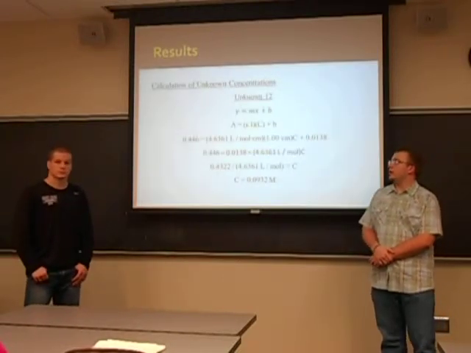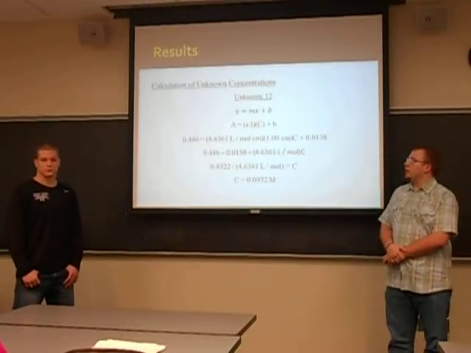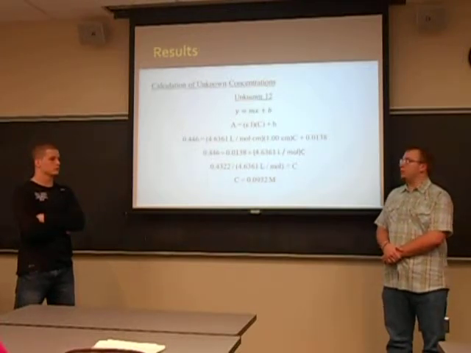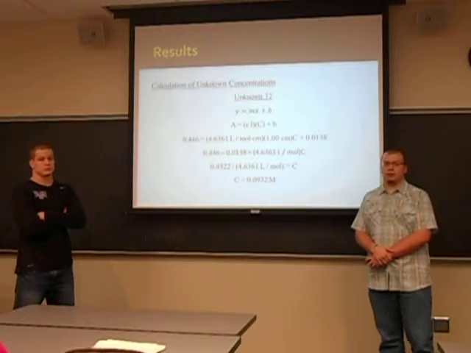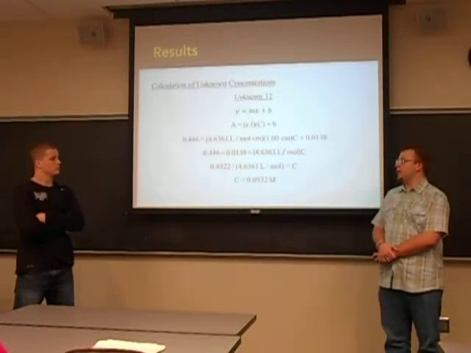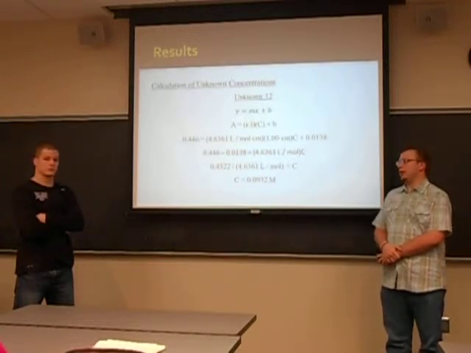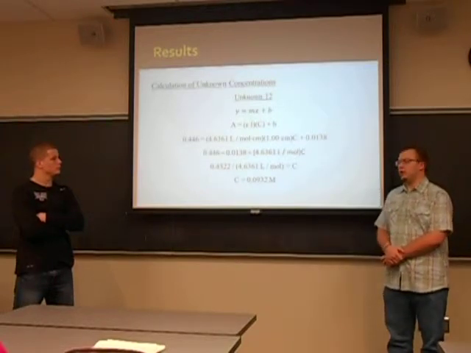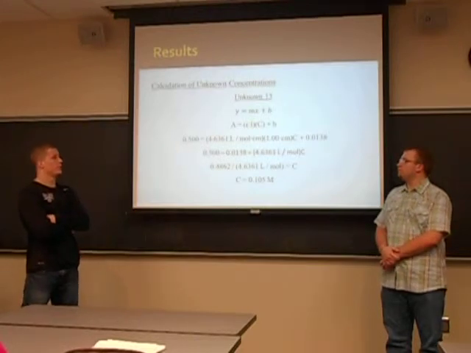This is an example calculation of our concentration. This is unknown number 12. We used the y equals mx plus b and changed it to Beer's law: absorbance equals epsilon times path length times concentration plus b. After plugging in all of our data, we were able to determine that the concentration of unknown 12 was 0.0932 molarity. And the same thing, we got unknown 13.